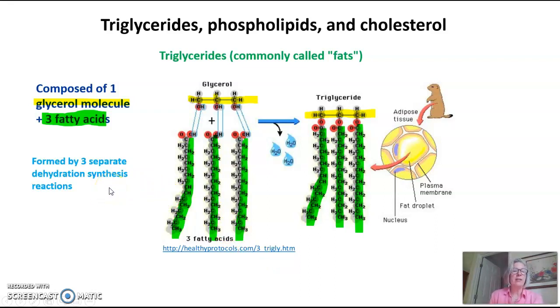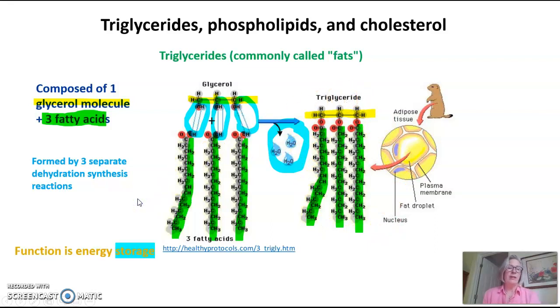A triglyceride is formed by 3 separate dehydration synthesis reactions. So to form each triglyceride, you take 1 glycerol and 3 fatty acids. Each one undergoes a dehydration synthesis reaction, and that produces 3 water molecules to get your fully complete triglyceride.